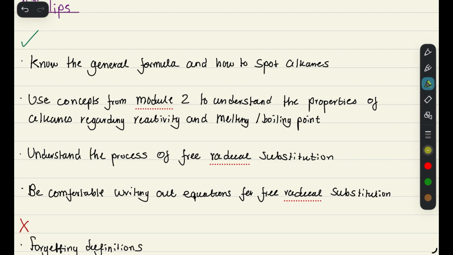And then also just being comfortable with writing out the equations for free radical substitution. Again, useful skill. I'd practice it. Just make sure that you can just send it off like that. Again, don't let the molecule they give you throw you off in the exam.